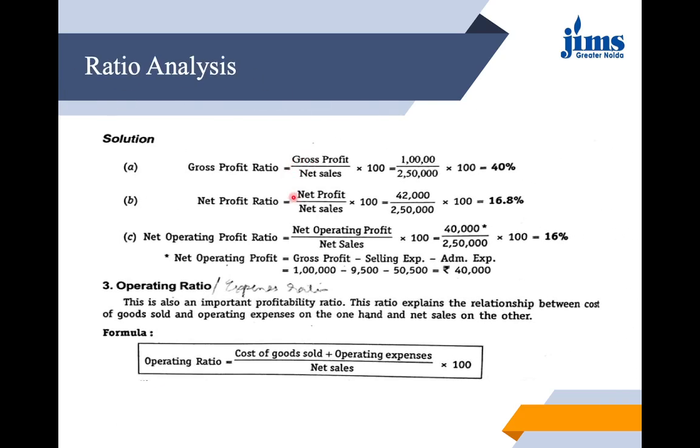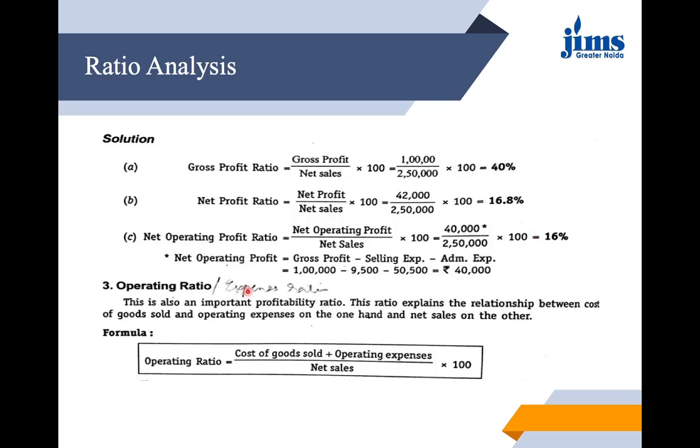Simply we can calculate GPR and NPR because gross profit and net profit are given to us directly. But for net operating profit, we just need to subtract the selling and administration expenses from it, and we can find out the net operating profit, and thereby calculate the net operating profit ratio as well.